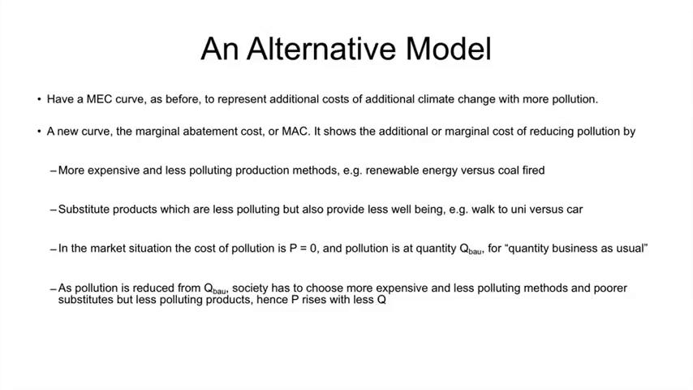So the story is going to be that as I reduce pollution from my current market system, quantity business as usual, I'm going to have to choose more expensive and less polluting ways of production, that is, replacing coal-fired with gas or renewables. And I'm going to have to choose poorer substitutes. I'm going to have to walk to university instead of driving a car. And so price is going to rise with quantity.